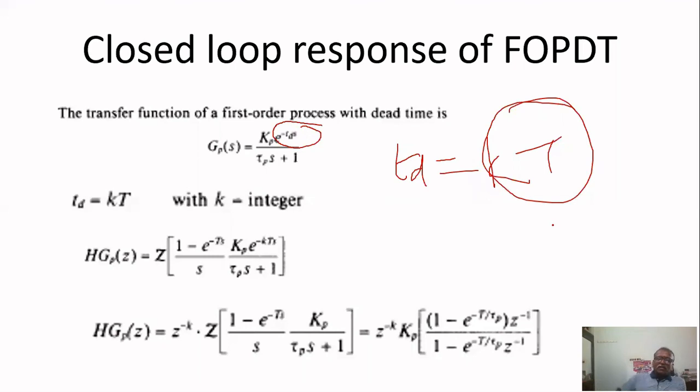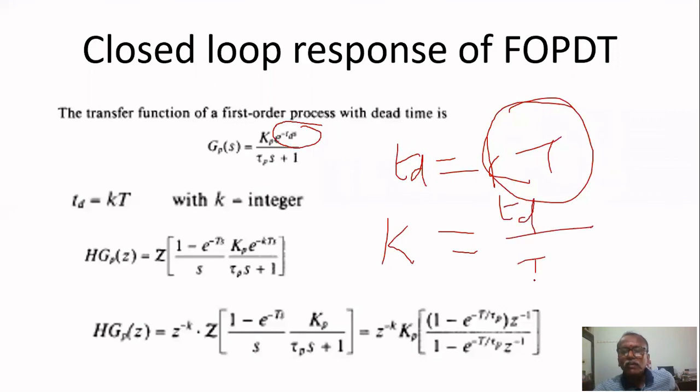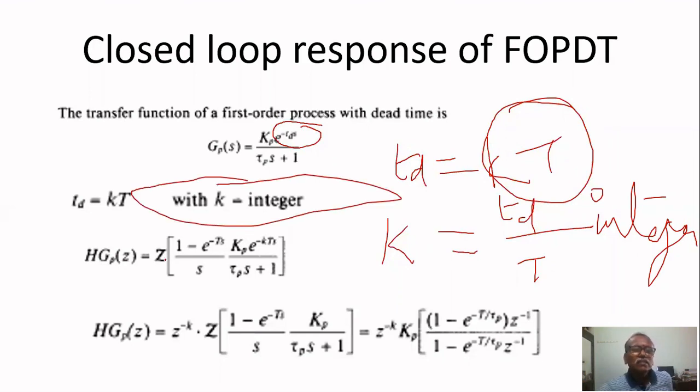Suppose the dead time is 5 seconds and the sampling period is 1 second. So tau d equal to 5 means k equal to 5. K equals tau d, the total dead time, divided by T. If it is an integer, then no problem, very simple. So k is an integer in this case.